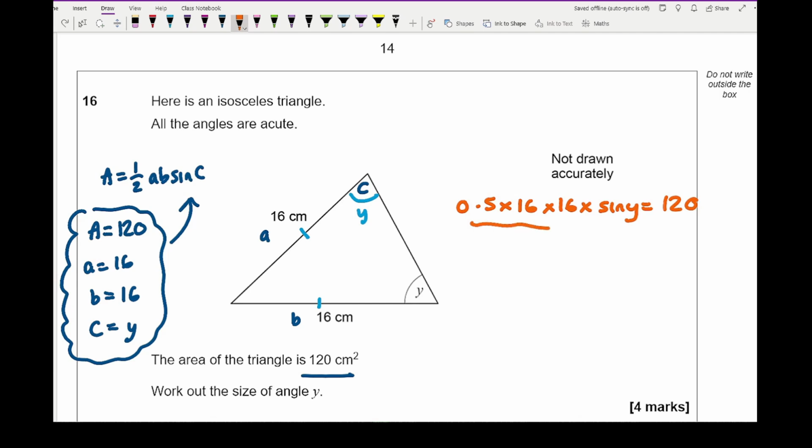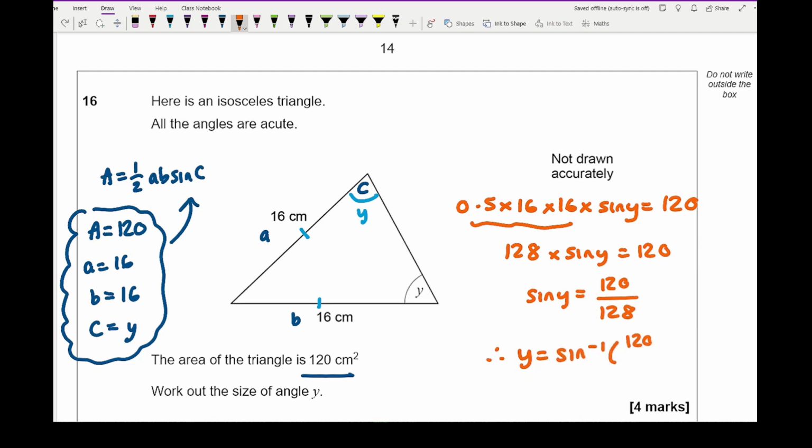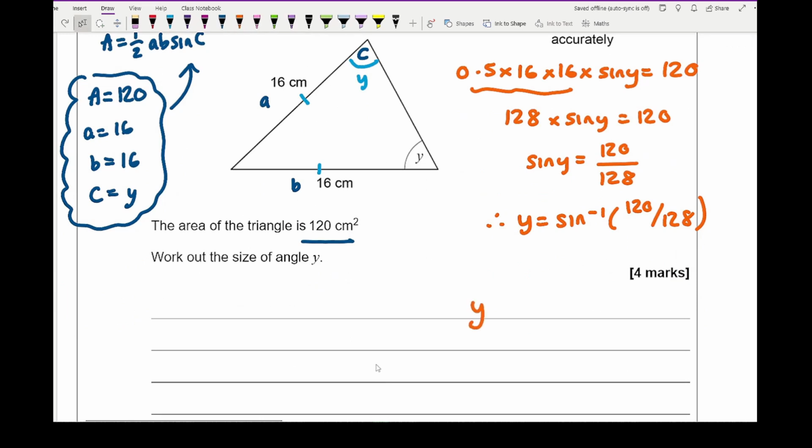Now if I simplify all of this, what I end up with is 16 times 16, which is 256, divided by 2 is 128, times sine y equals 120. So sine y equals 120 over 128. Then to work out y, all I need to do is the inverse sine of 120 over 128. And if I type that into my calculator, I get a y value of 55.2 degrees, and that's to 1 decimal place.